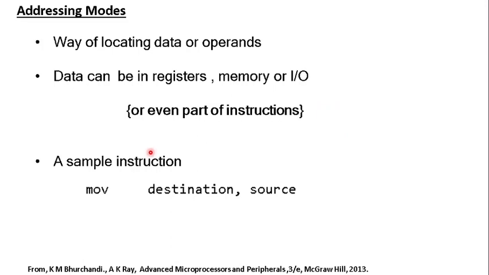For that we will consider a sample instruction. This is a sample move instruction in 8086. In case of a move instruction, the opcode move is specified first, then the destination to where you need to move your data is specified next, then the source from where you have to take data or the operand is specified next. So it is a two address instruction, that is, two operands are possible in this instruction.